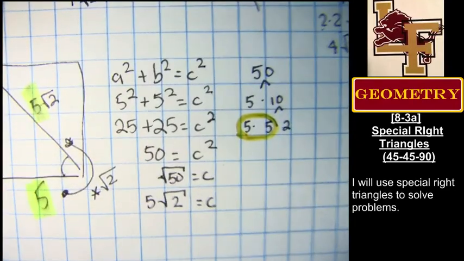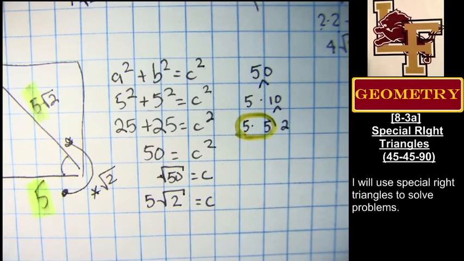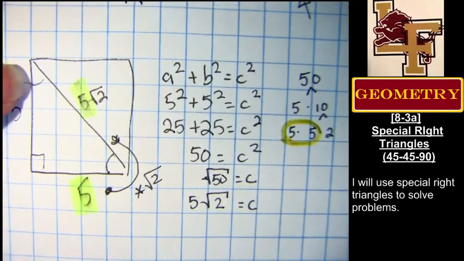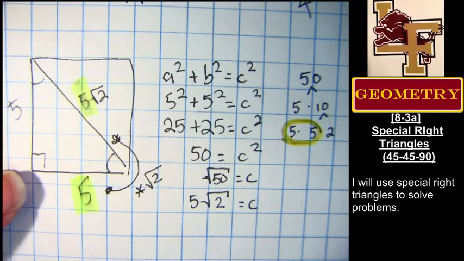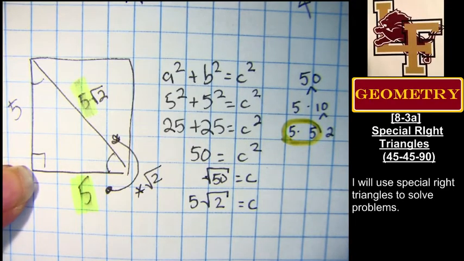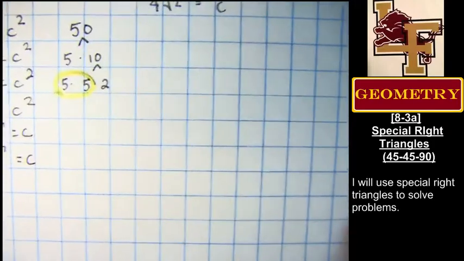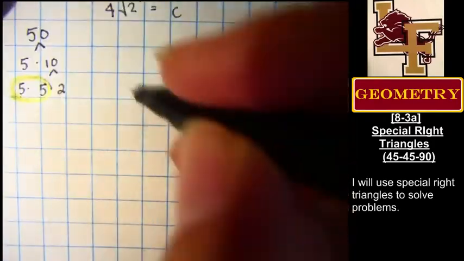This is the reason why the pattern works. No matter what, it's always going to be the square root of 2, always, for a triangle that is 45, 45, 90 degrees on the angles. If the right angle is anything else, this does not work.